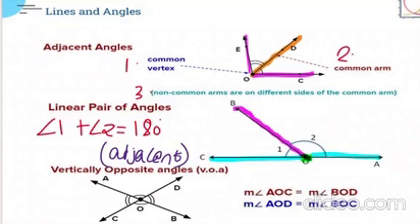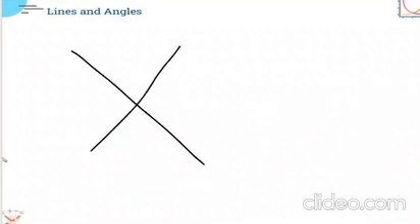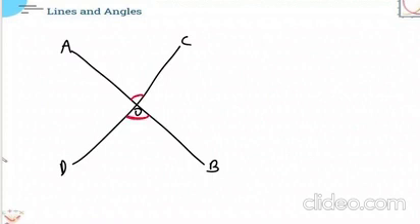Next comes vertically opposite angles. Now what are vertically opposite angles? Students, see here. When two lines intersect, let's say this is AB, this is CD, and this is intersection point O. Now what happens? How many angles do I get? I get 4 angles in total. Now these 4 angles, the opposite angles, are equal. That means angle AOC is equal to angle DOB, and similarly COB and AOD, these two are also equal.